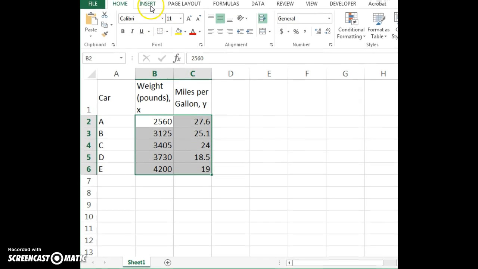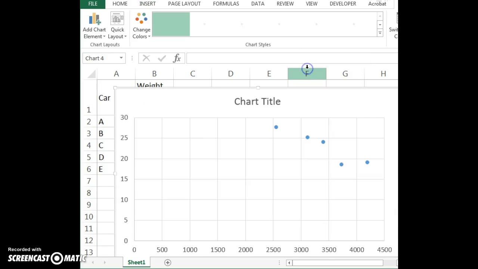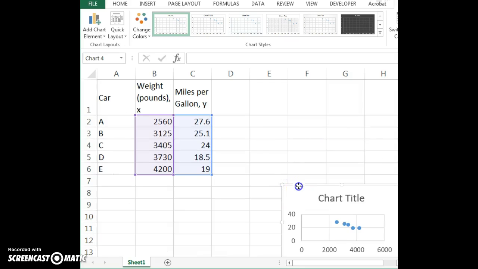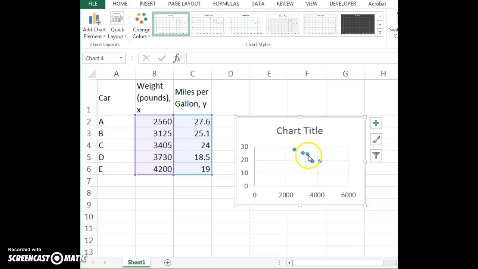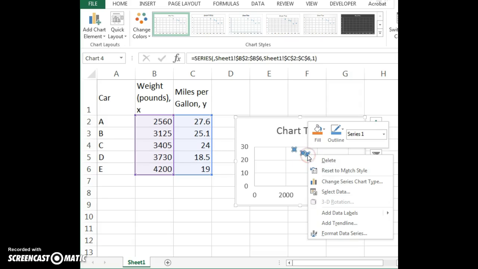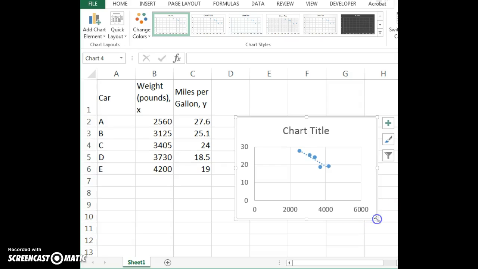And then if you go to Insert a Scatter Plot, shrink that down so it's easier to look at. You can click on the data points here, and if you right click, you can add the trend line, which will be the least squares regression line. So it adds the line in there for you.